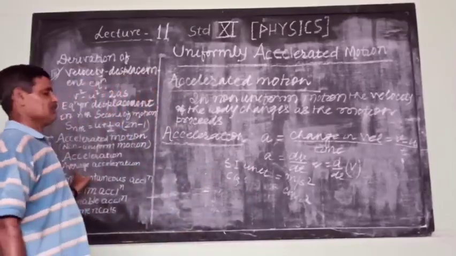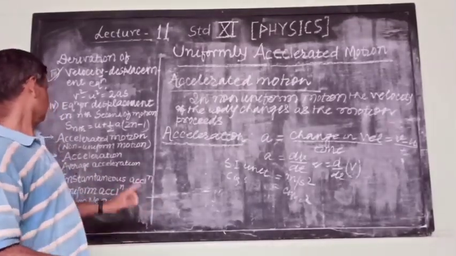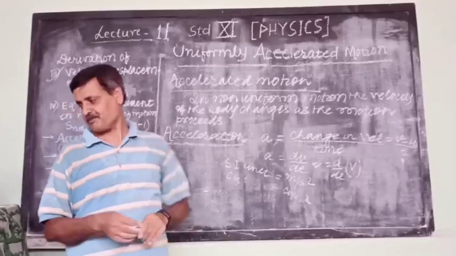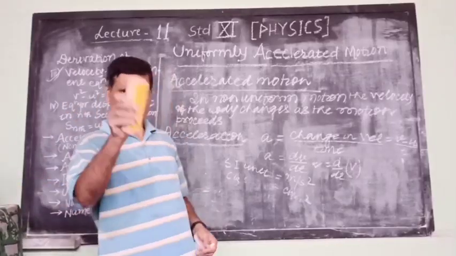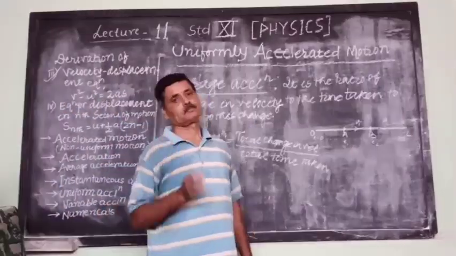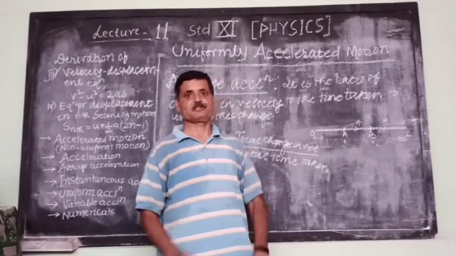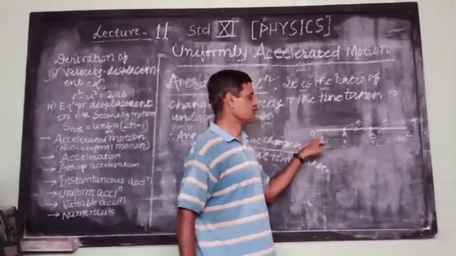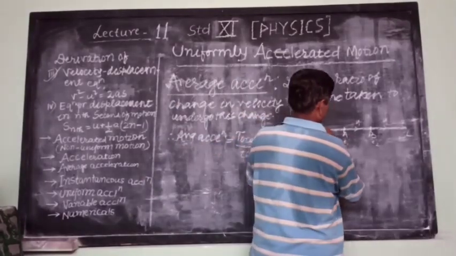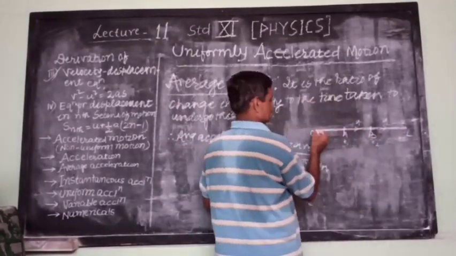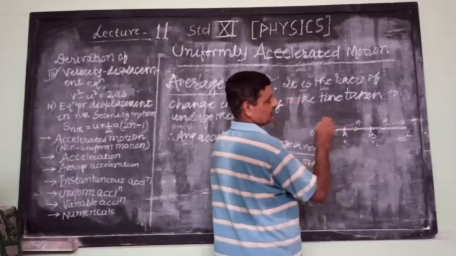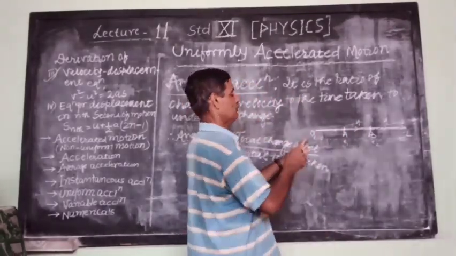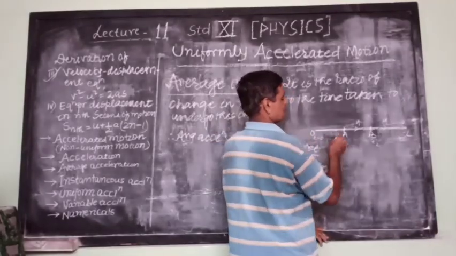And next is your average acceleration. Just watch this diagram. Suppose the body is moving in a straight line starting from point O, where t is equal to 0.